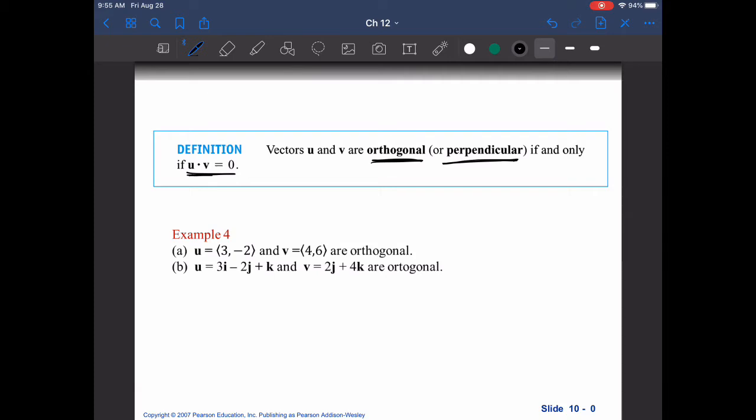But the idea here is you do the dot product of two vectors together, and you multiply all of their parallel parts together. If they have no parallel parts, that means they are perpendicular, and therefore the dot product will be 0.